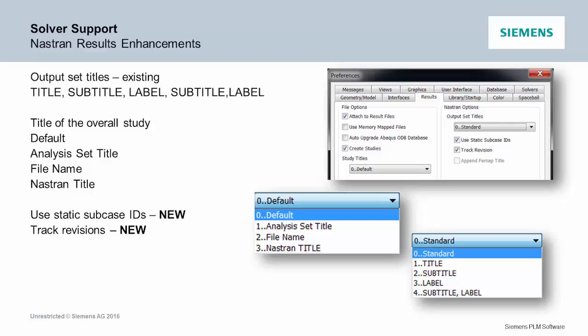So if you're naming your file something that means something, you're going to see it as your study title, which is nice. We also had a customer whose subcase IDs in Nastran obviously meant something to them. Like case 301 was a 4G pull-up, and they want to know that it's 301. So Femap will now bring in that subcase ID and put it in as part of the title. So now you'll see case 301. You know where it came from. You know what it was.